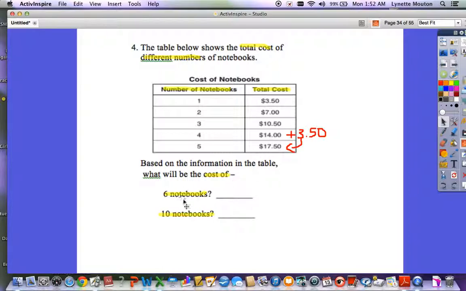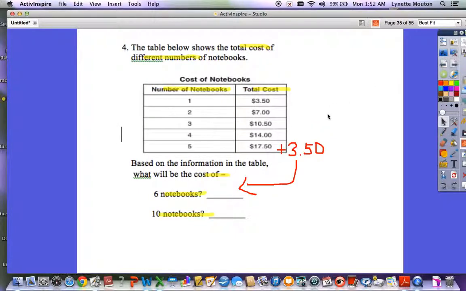Now they want to know what the total cost of 6 notebooks will be. Well, there's no space left on our table, but still they're going to ask us about 6 notebooks. And that will often happen, that it will extend beyond the table. So you'll have to either create your own or write in your own. So take that 1750. Here's your 6 notebooks. Add the 350 for the new notebook. Use your calculator, and you actually get 2150 as your answer.